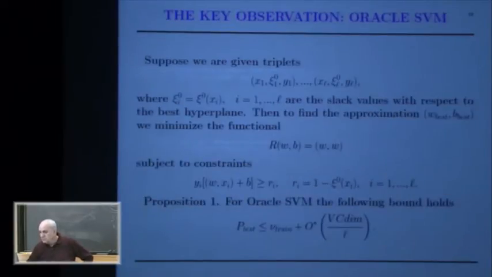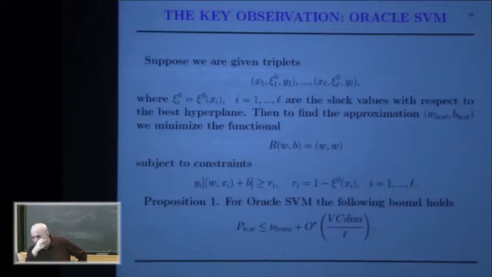Okay, so let me make a key observation. Suppose we have an Oracle teacher who can give us the real slacks, which you have to subtract in this quadratic optimization problem. Then you should solve the problem where you minimize W subject to constraints, where on the right-hand side you have not 1, like in the separable case, but r_i, and r_i is 1 minus the slack variable. So in this case, you again have the non-separable case, but you have 1 over L. The real teacher does not know the slacks; he is doing something else. But if I call an Oracle teacher a guy who knows the slacks, then you are in good shape.